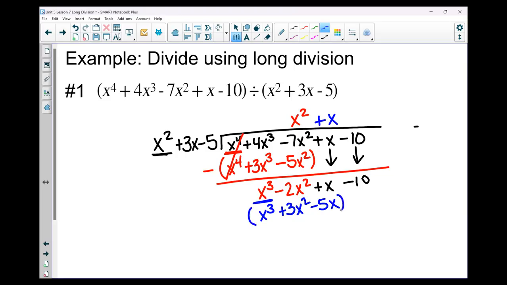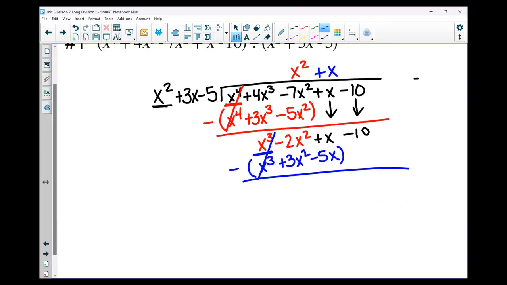Now I subtract. X cubes cancel out. That's good. You always want your first term to cancel out. Then you chose correctly. Negative 2x squared minus 3x squared is negative 5x squared. X minus negative 5x is 6x, and bring down any remaining terms.